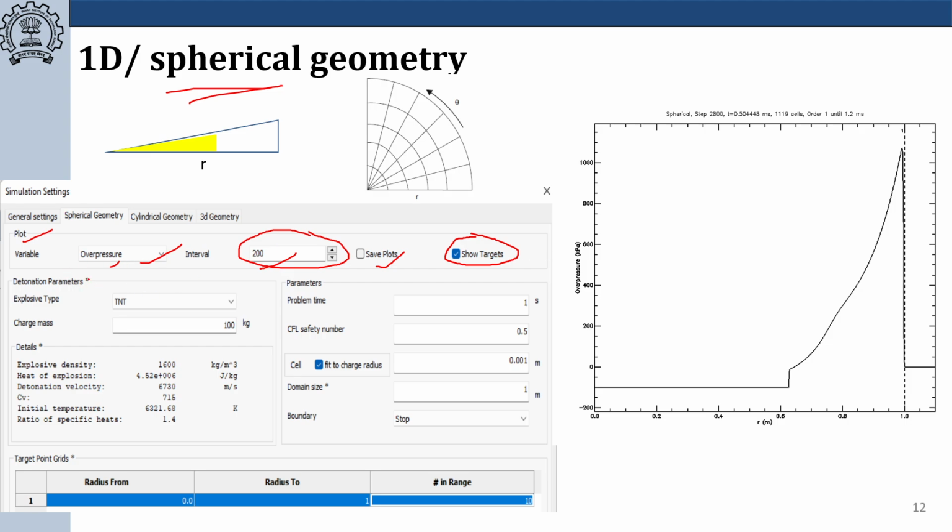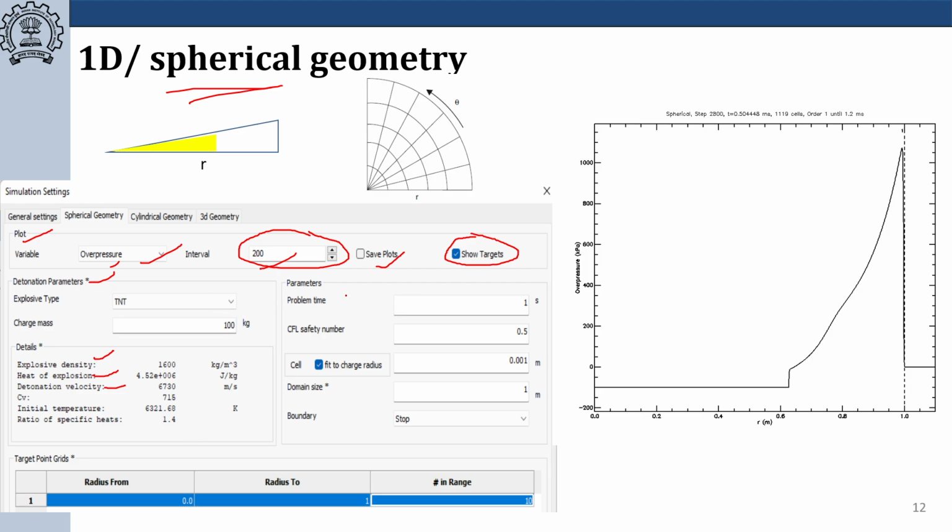Now coming to the detonation parameters. Based on the type of explosive, say you have TNT, there are limited options of that explosive material here. Only 3 or 4 options are there, and there is another free option like custom explosive, where you can choose the density of the explosive material, heat of the explosive material, and detonation velocity when you choose the custom explosive option.